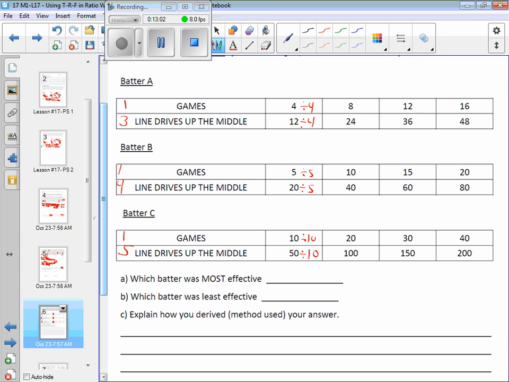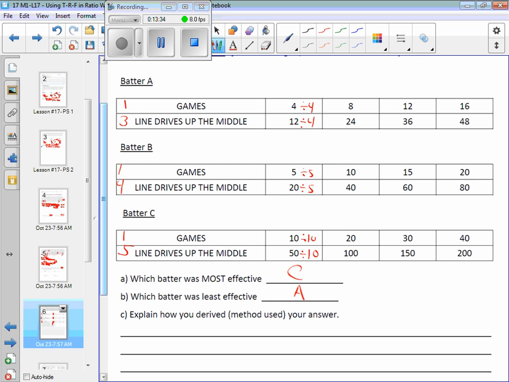So now, look what happens. You have now, everybody, all batters have the same amount of games. 1 game, 1 game, 1 game. So which batter had the most line drives per game? Dog? Batter C is most effective. Which batter had the least amount of line drives for the game? Kirsten? Correct.